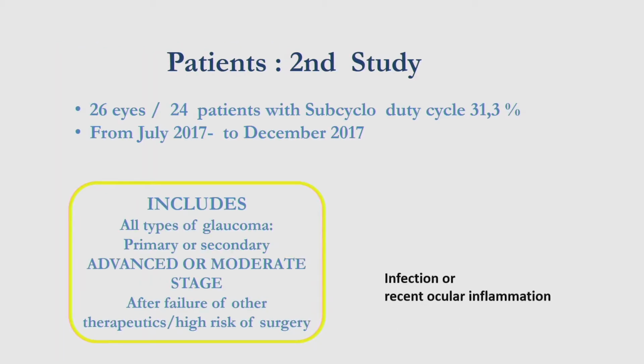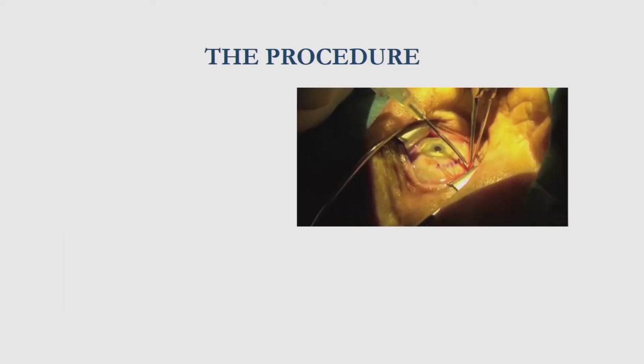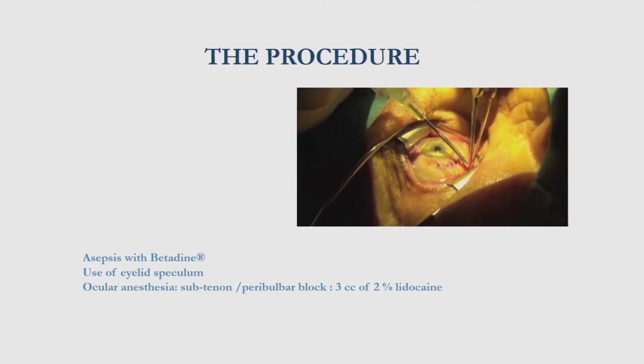In the second study, 26 eyes of 24 patients were treated with SubCyclo at 31.3% from July 17 to December 17. For the procedure, after asepsis with betadine and placement of an eyelid speculum, we use a subtenon anesthesia or a peribulbar block with 2 or 3% lidocaine without epinephrine.